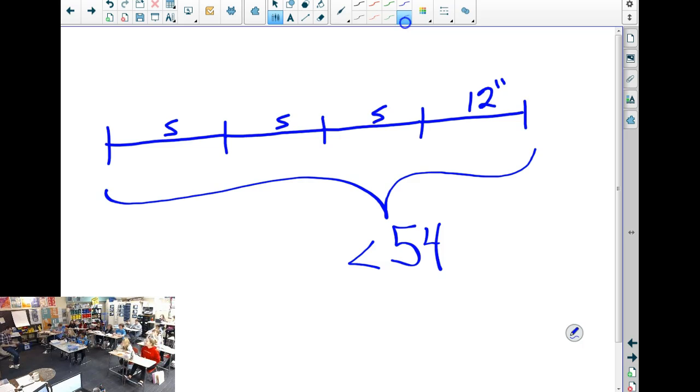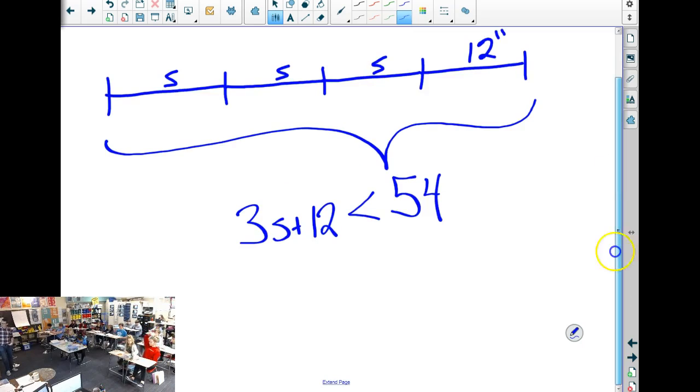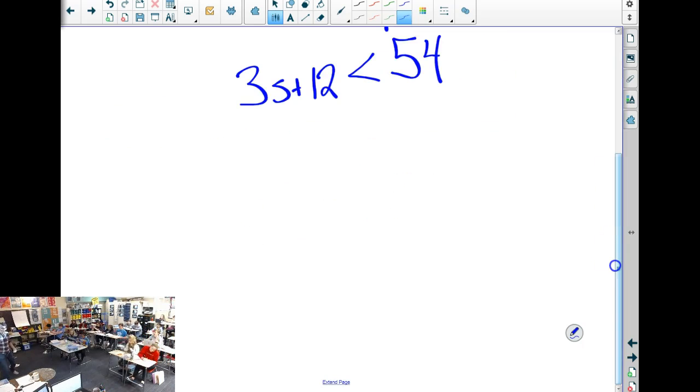Alright, so Brendan, what can I put on the left-hand side to represent the total of what we're working with? I don't have any X's up there. S. Just one S? No, 3S plus 12. So this is going to be 3S plus 12. If you haven't solved for S, do so now. And please show your work like we were doing yesterday.